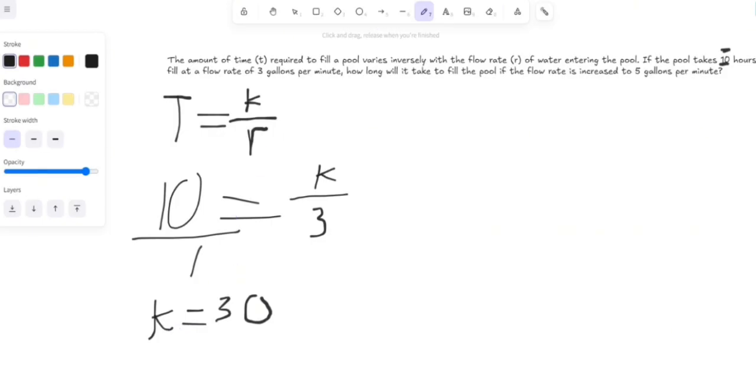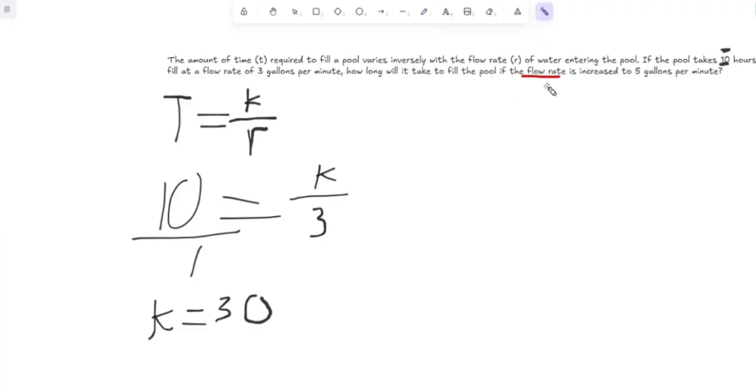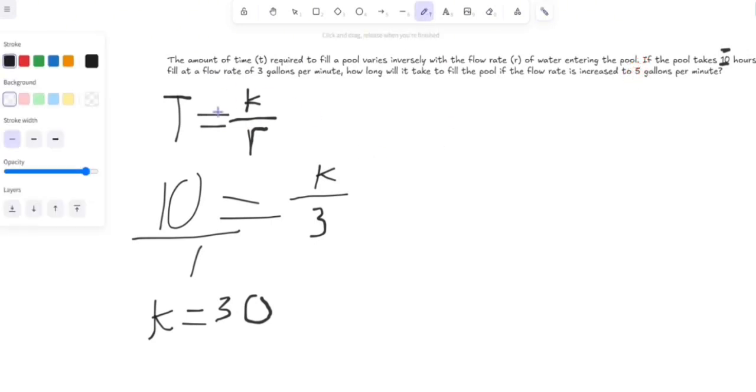Next natin, how long will it take to fill the pool if the flow rate is increased to 5 gallons per minute? Kung tataasan ng flow rate, ito, flow rate natin, gaano katagal mapupuno ang pool? Kung kanina 10 hours sa 3 gallons per minute, ngayon tataasan natin, dagdagan natin ng 2 gallons para maging 5 gallons per minute. Tingnan natin kung babagal ba o bibilis.